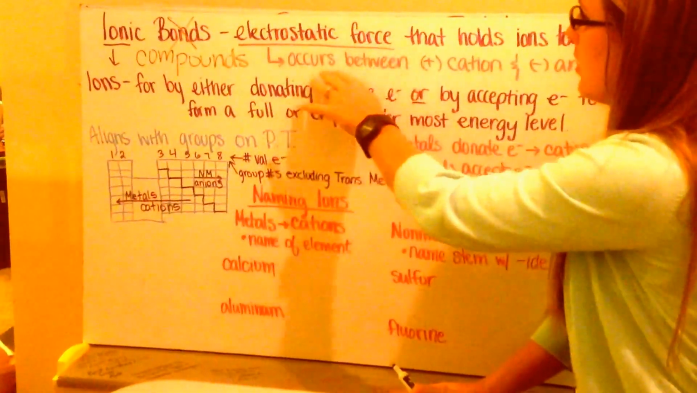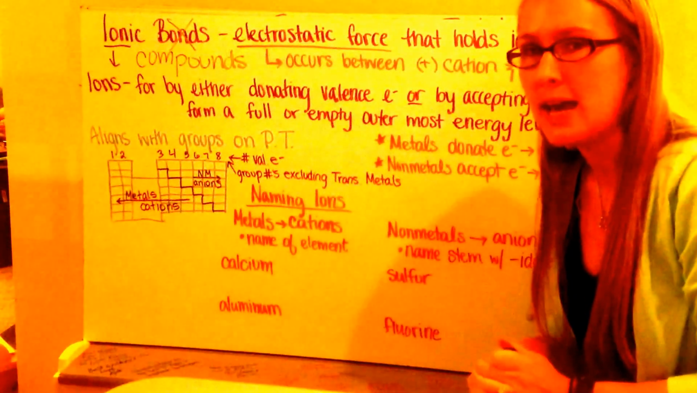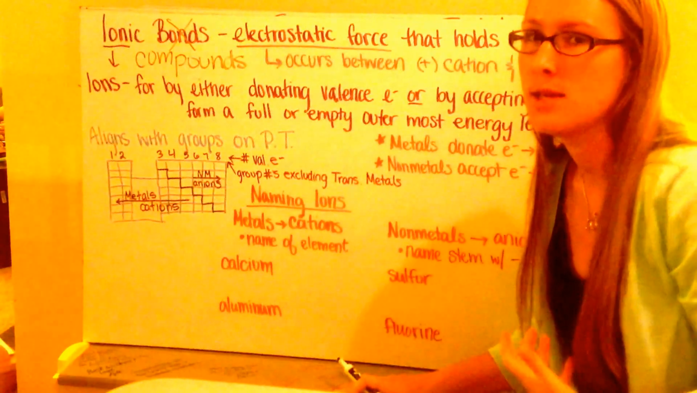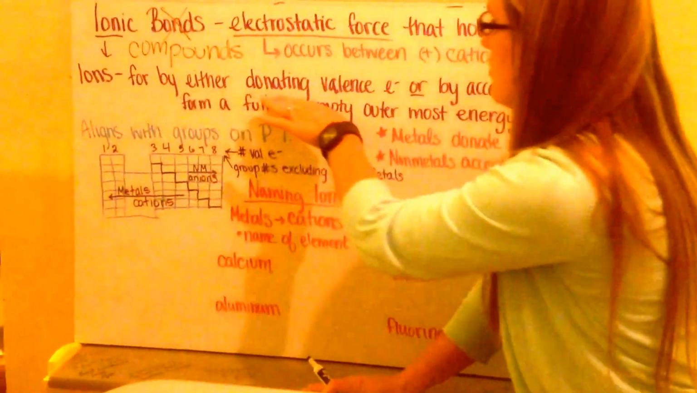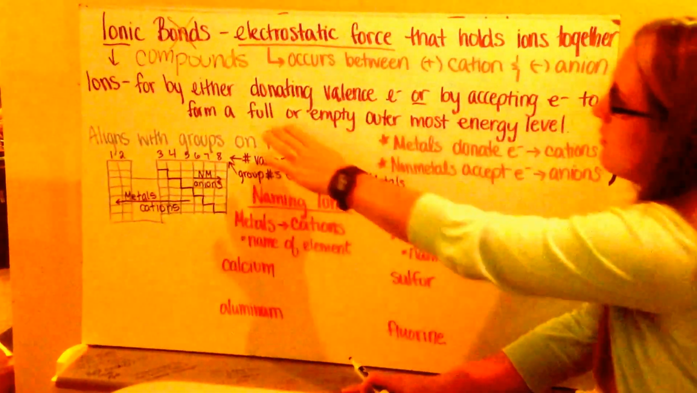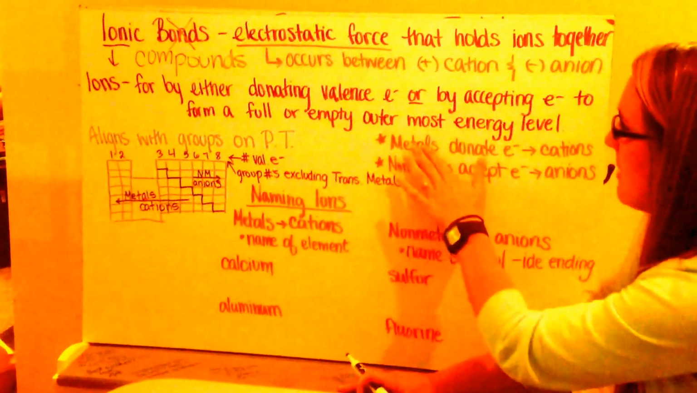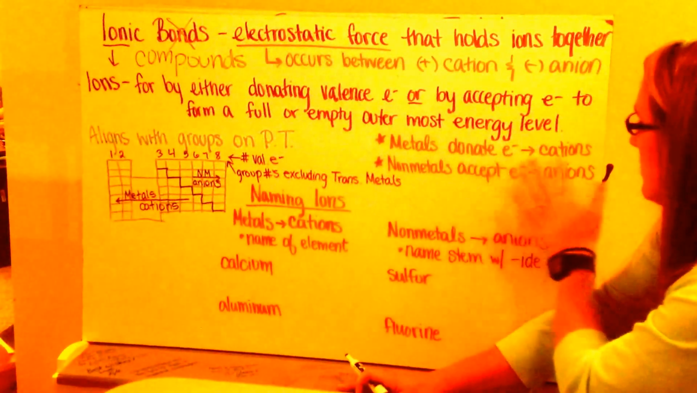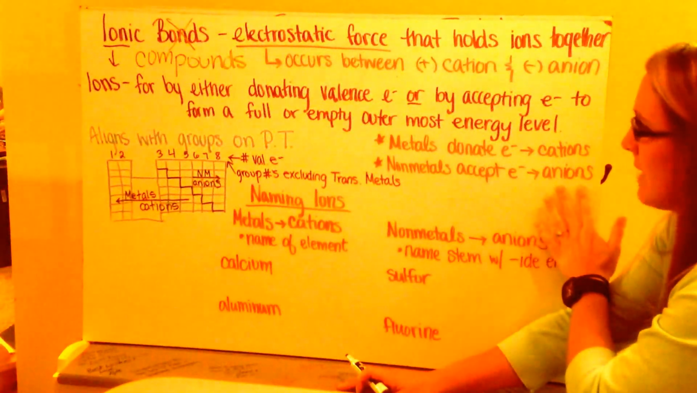Electrostatic forces occur between cations and anions, and we've talked about where we find cations, the metals, and anions are nonmetals. Ions form by either donating valence electrons or by accepting electrons to form a full or empty outermost energy level. Metals are going to donate electrons and become cations. Nonmetals are going to accept electrons and form anions.